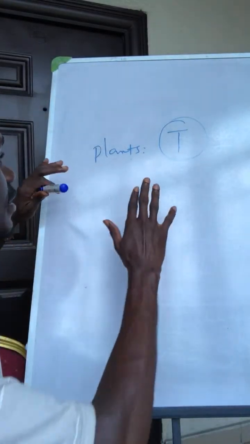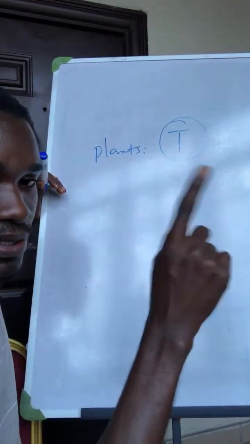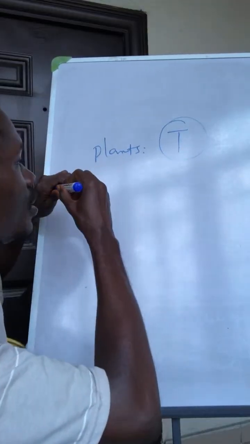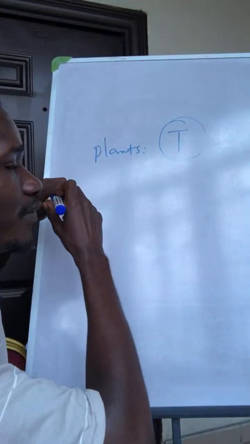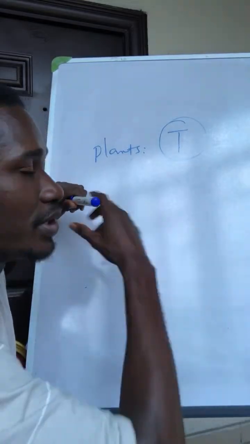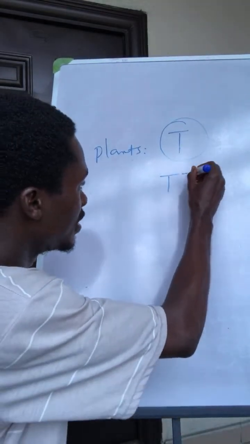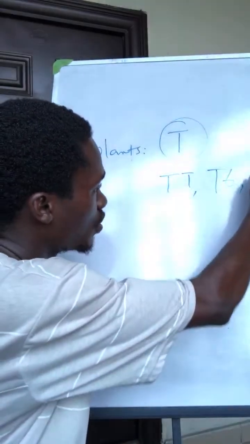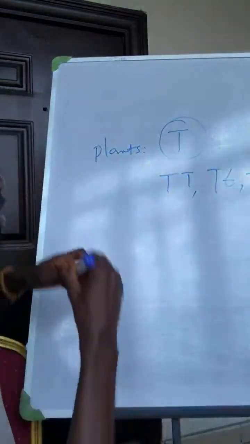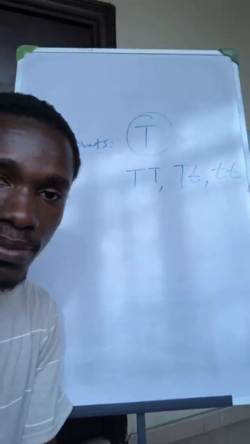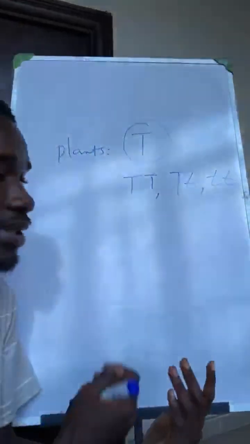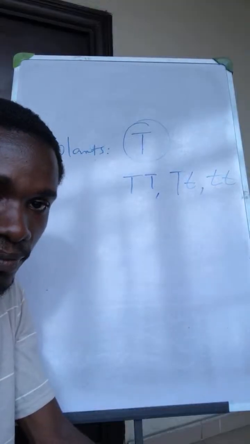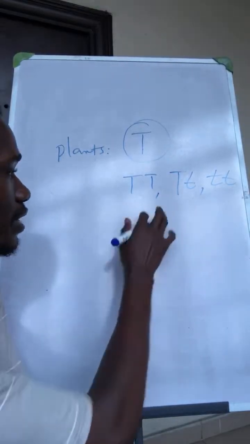So if we are using T to denote the trait for tall, that means we are going to have it in 2 copies. And there are 3 possible combinations for each of these. The plant is going to be big T, big T, or it's going to be big T, small t, or it's going to be small t, small t. These are the 3 possible genotypes that we can find.